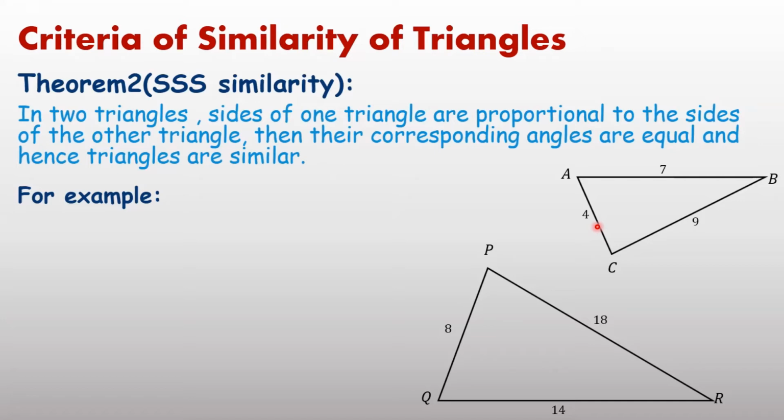Just to observe, and easily you can observe here. If 4 is given and 4 to 8, it implies 4 upon 8 is 1 upon 2, so AC upon PQ is equal to 1 upon 2. Second, AB equal to 7 units is given. Here QR is 14, 7 to 14, it implies AB upon QR equals 7 upon 14 equals 1 upon 2. And third side, 9 to 18, it implies BC upon PR equals 9 upon 18 equals 1 upon 2.